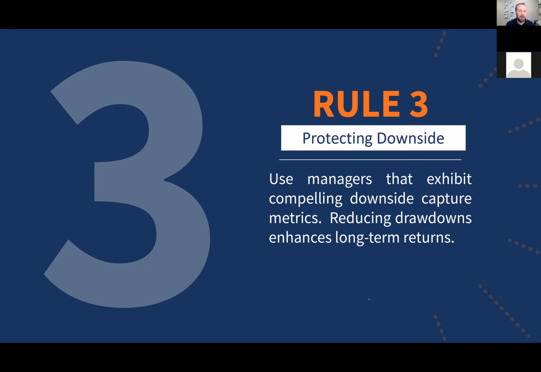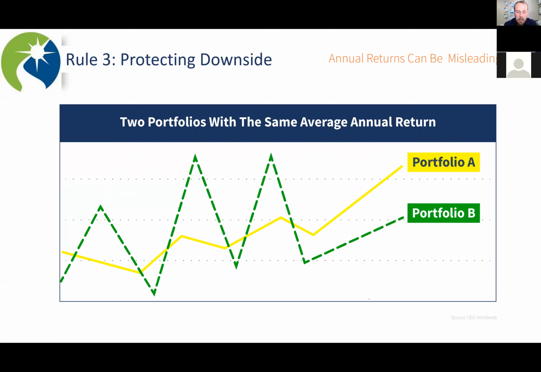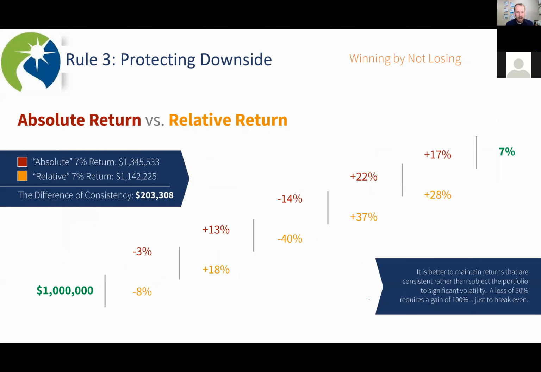Now, I want to just address this real quick. Let's say that we had 2 portfolios. They had the same annual average return. We know that these numbers can be very deceptive. So here's kind of a real absolute versus relative return. We have 2 investments. Investment A here is this orange color, down 8% in its first year, up 18, down 40, up 37, up 28. If you do the math on that, that average is 7% a year, 7% return a year.